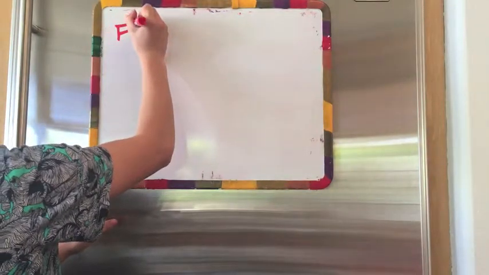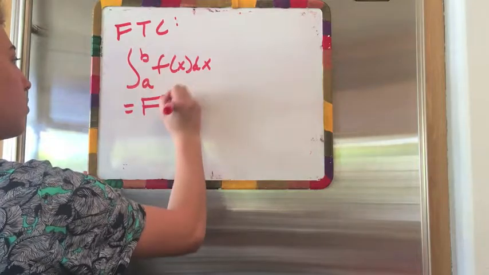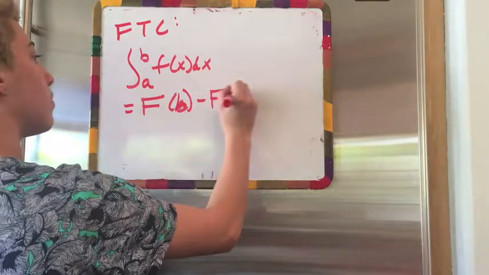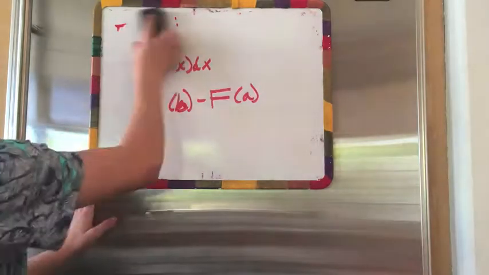So first off, the fundamental theorem of calculus states that the integral from a to b of f of x dx is equal to F of b minus F of a, and F is the antiderivative of f of x.